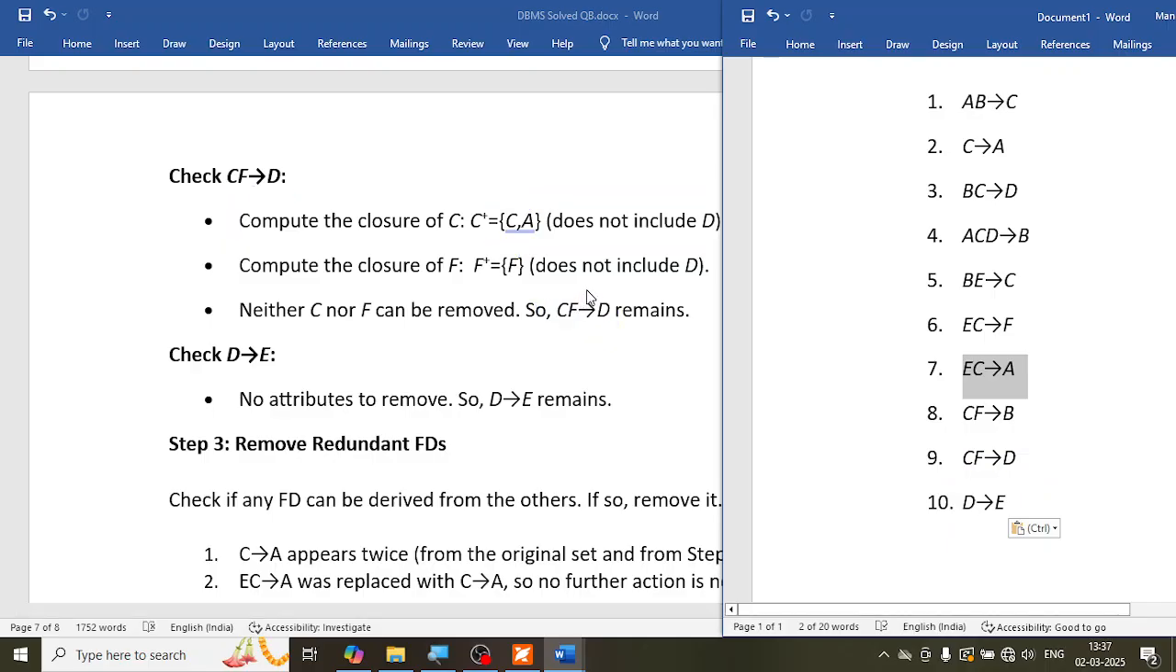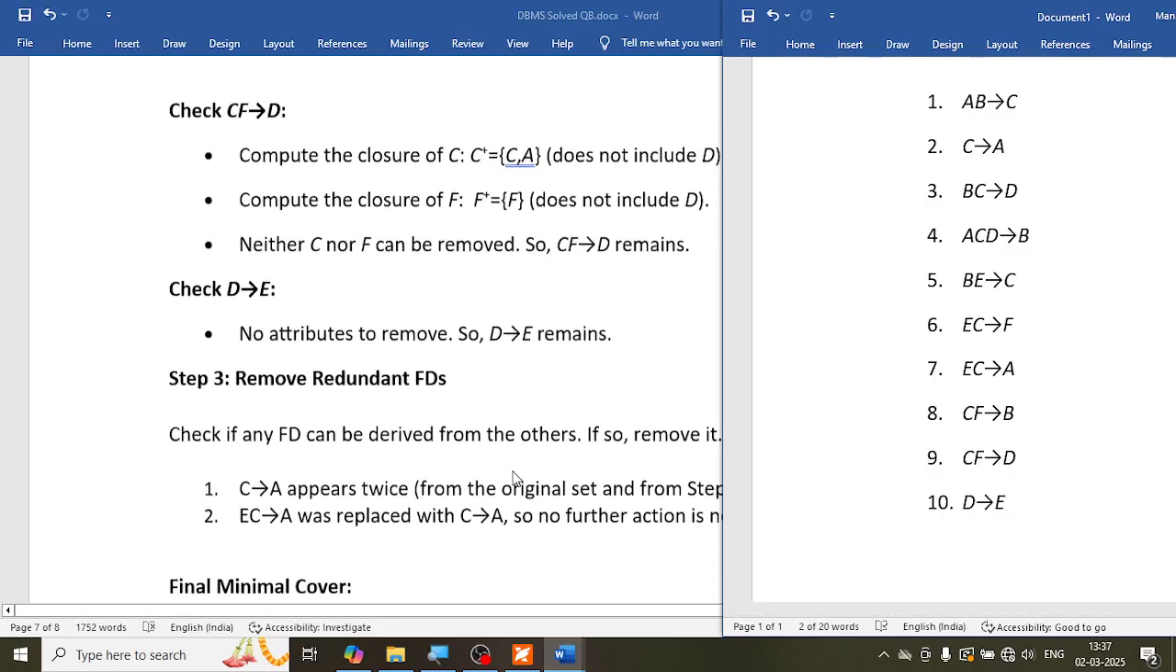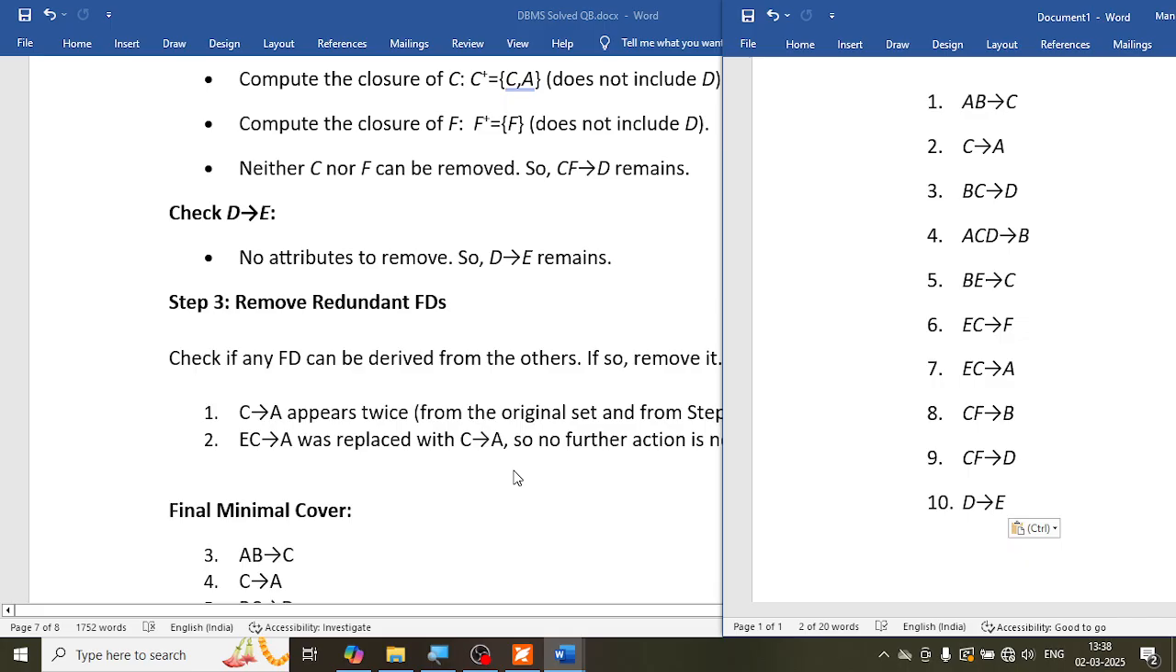Now you will notice that we have D derives E. We will say that no attributes are required because D derives E is required. So even if you last go with that thing, let's go with the last one.